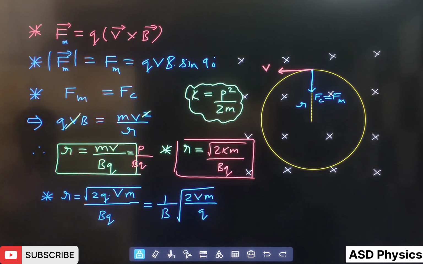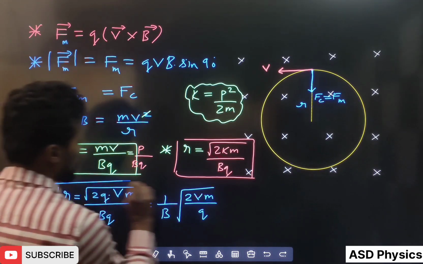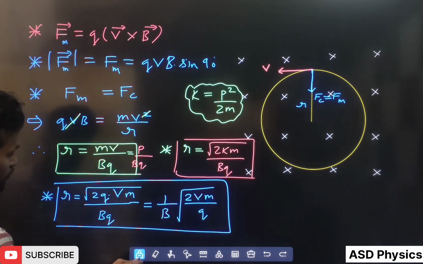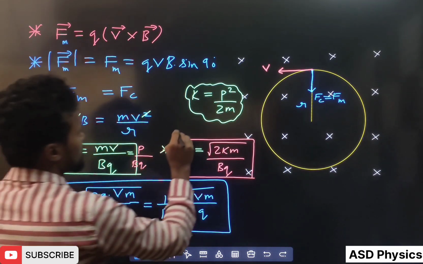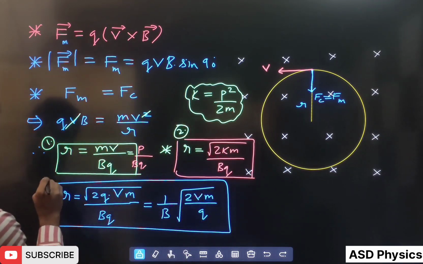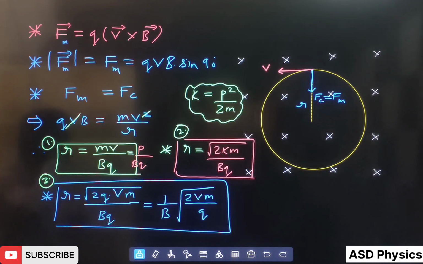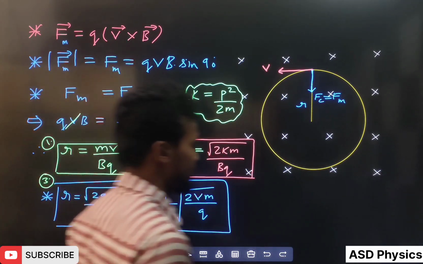Kindly check it out. This is clear. 1 by B, in the numerator root Q, in the denominator Q. So anyhow, in the denominator root Q will come. Yes. So students, this is the third one. Now, how many do we have to remember right here? We have to remember the three. First one, this is the second one, and this is the third one. Okay, this ratio, this radius, you should remember.